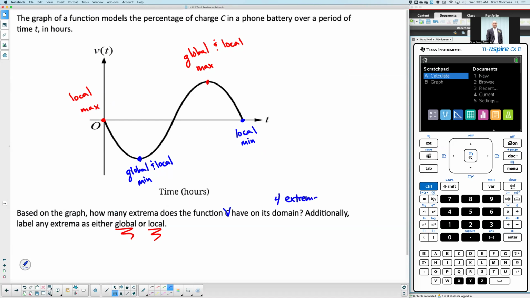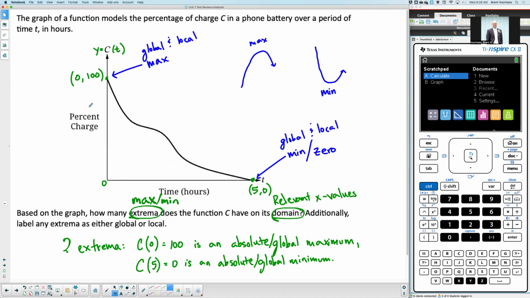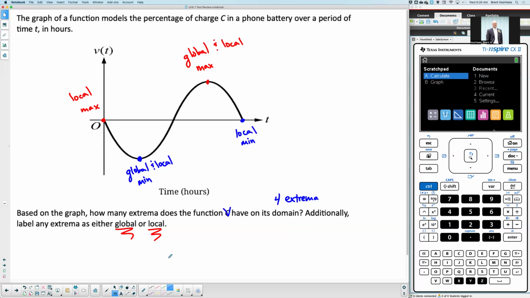Since I'm not going to plug in points in this one. Additionally, label any extrema. Remember how you would write the points? You would label them like I did here. That's how you would label if you had to label on the test. Okay? Questions on that topic? Ready? New topic.